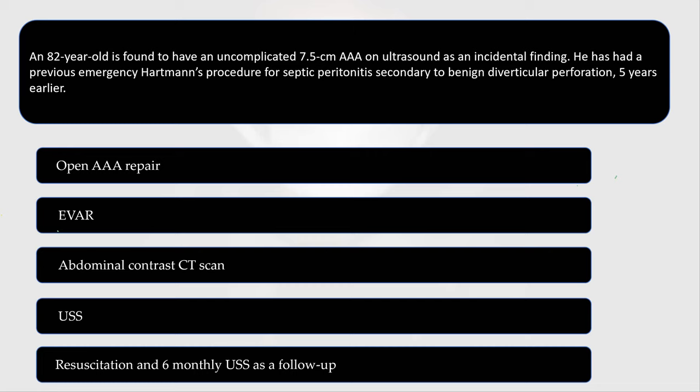Okay, yes. I'm not going to open this patient with this hostile abdomen, or a patient opened before, and he is elderly, he's around 80. So EVAR is the best. So this case is more than 5.5 centimeters, so this should require intervention.